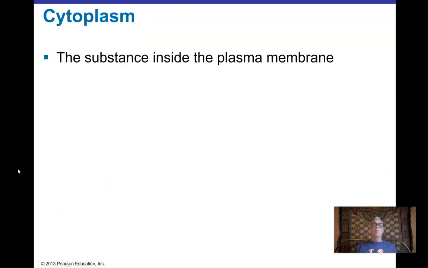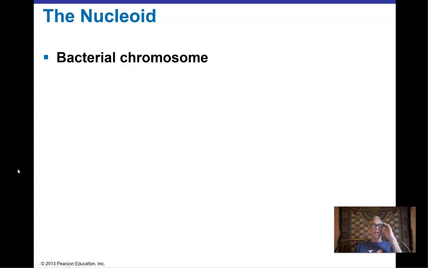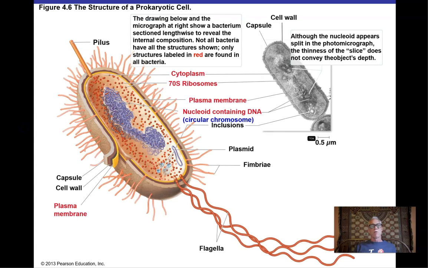So the cytoplasm is just the water inside the cell with everything dissolved in it. One of the things that's in the bacterial cell is the nucleoid. The bacterial chromosome, we said, is a circular chromosome all wadded up inside the cell, and there's no membrane enclosing it. There's no nucleus, but there's still a very distinct difference in the proteins and so forth that are found around this chromosome. That's called the nucleoid, the region where the chromosome lies within the cell.